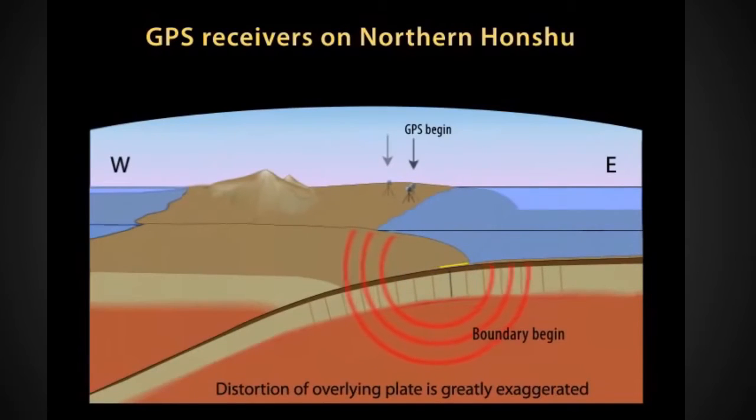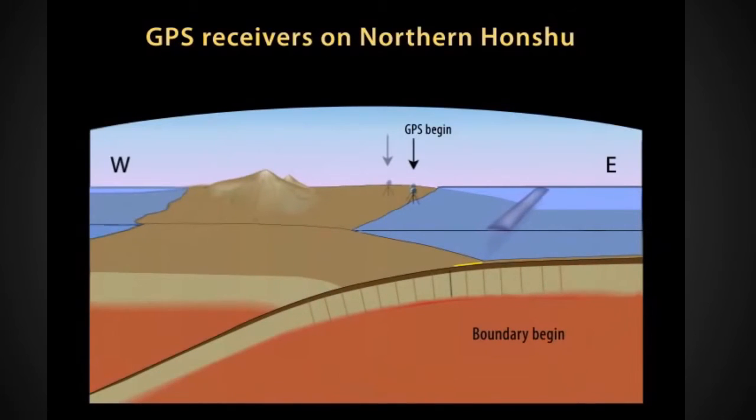Elastic rebound during the earthquake caused stations along the coast in Miyagi Prefecture to jump east by as much as 14.5 feet, or 4.42 meters. The abrupt uplift of the eastern edge of the overriding plate near the Japan Trench produced the catastrophic tsunami.